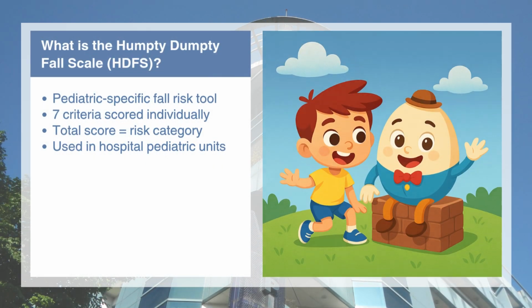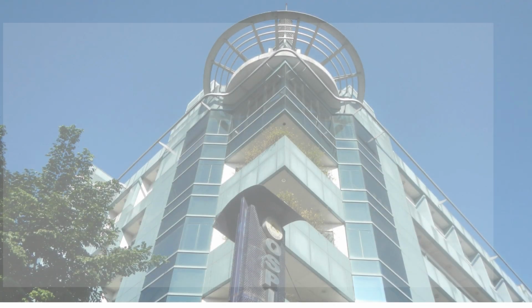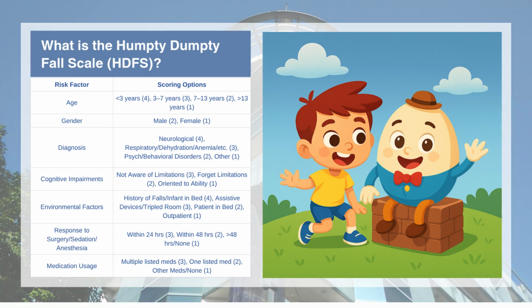The Humpty Dumpty Fall Scale was designed to assess fall risk in children from infancy through adolescence. It uses 7 key criteria to determine risk. The total score helps guide the level of fall precautions needed. These factors are tailored to children's unique developmental and medical profiles. Higher scores indicate a greater likelihood of falls, helping us decide on the appropriate level of fall prevention interventions.